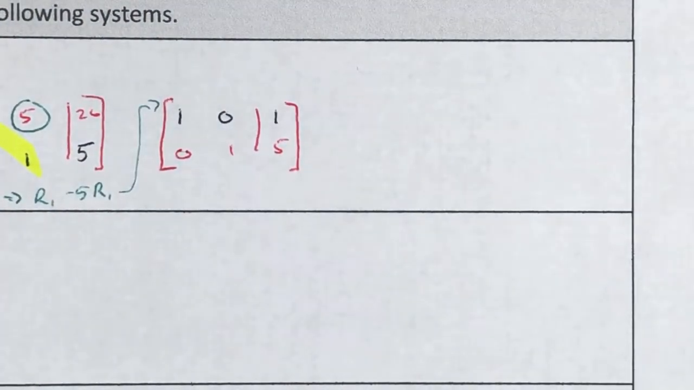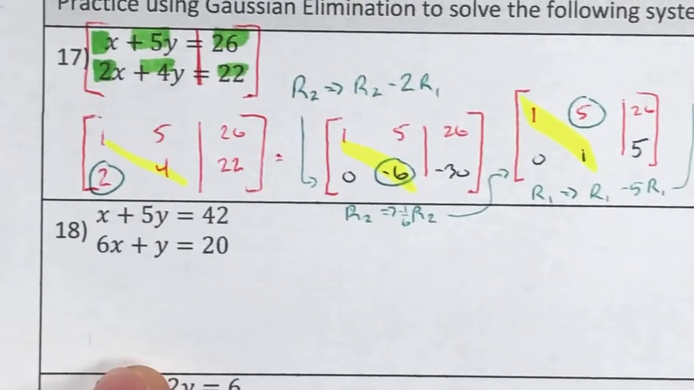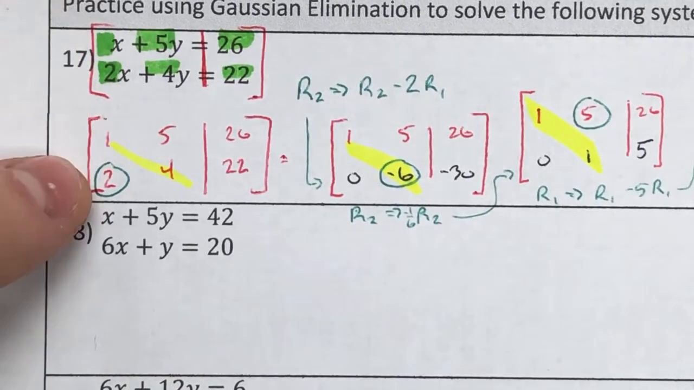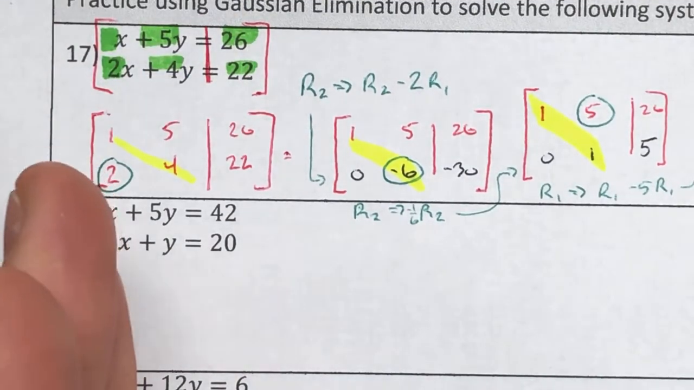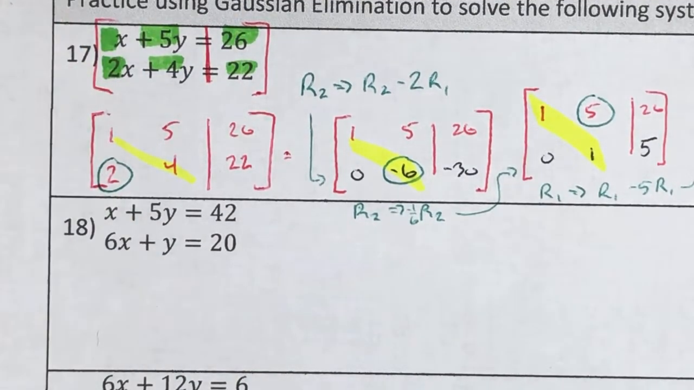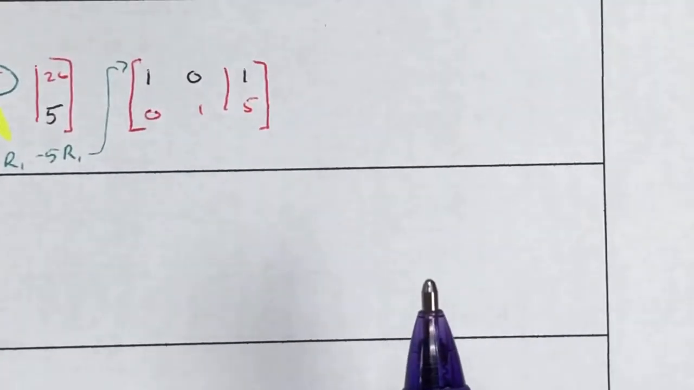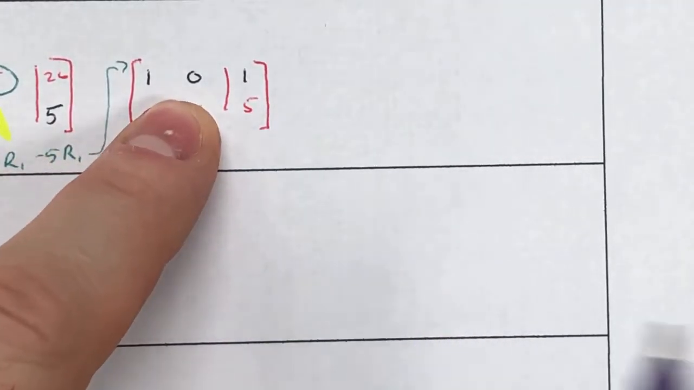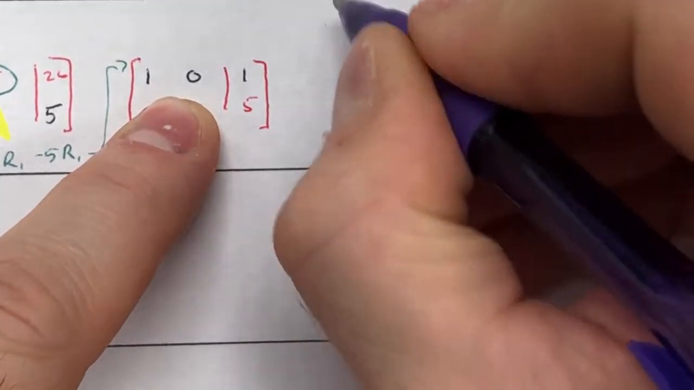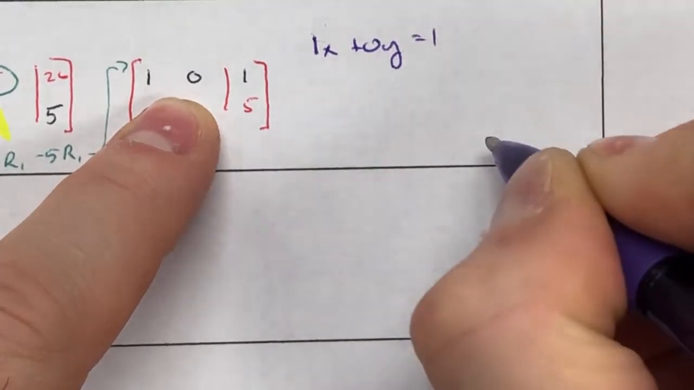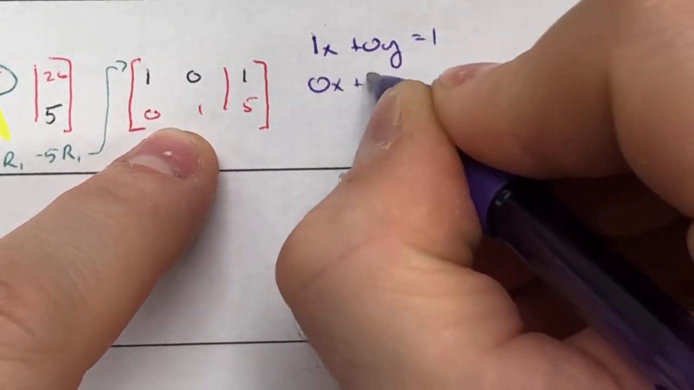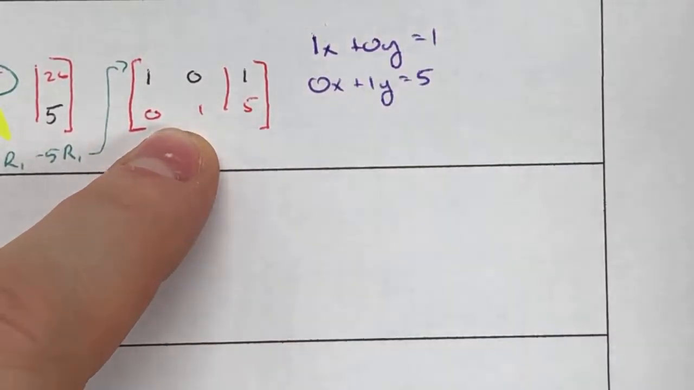Well, if we remember how we set up the matrix at the beginning, we have x columns and y columns and constants. So 1 and 2 were the coefficients in front of our x's, 5 and 4 were the coefficients in front of our y's. If we interpret this as a full equation, what this is telling us is that 1x plus 0y equals 1, and 0x plus 1y equals 5.